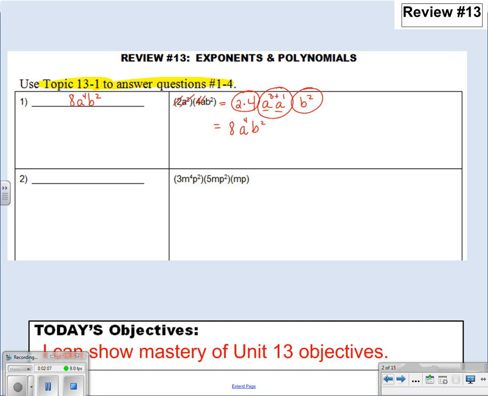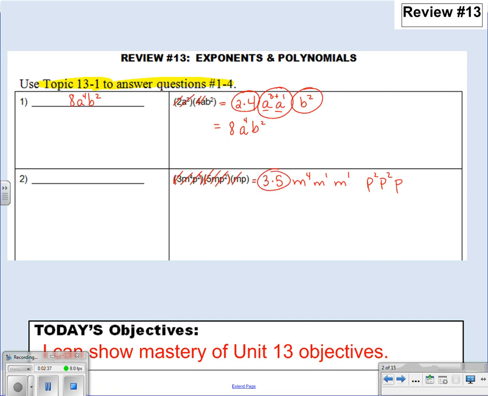Our second one, we have 3 parentheses. Okay, so it's all multiplication. We'll do the same process. Let's start with writing our numbers first. So we have a 3 and a 5. Then we're going to put our m's together. First parenthesis gives us m to the 4th. Second parenthesis is m to the 1. Last parenthesis, we have m to the 1 power. And then our p's, we have p squared from the first parenthesis, p squared from the second parenthesis, and p from the third.